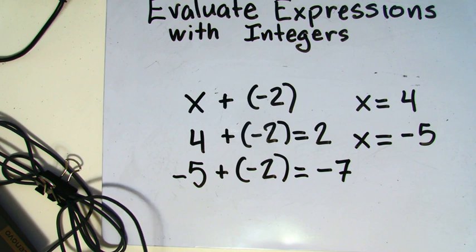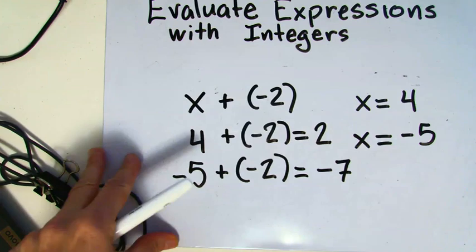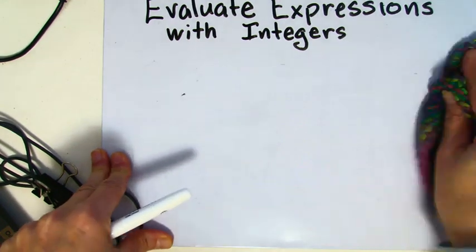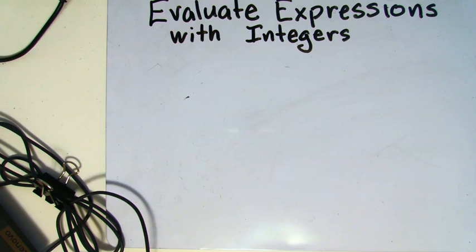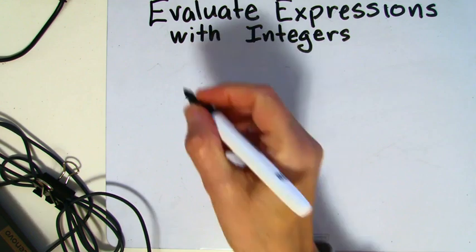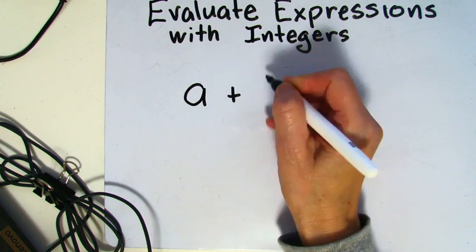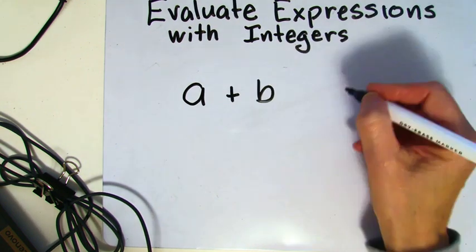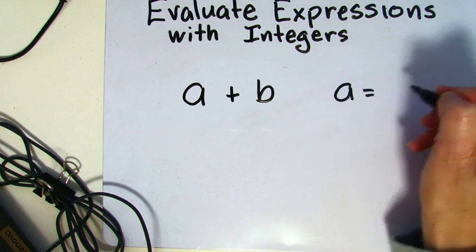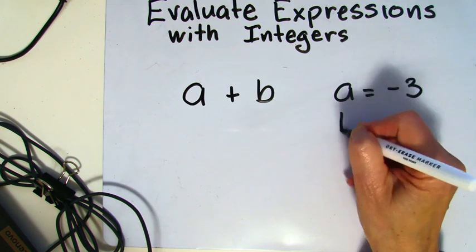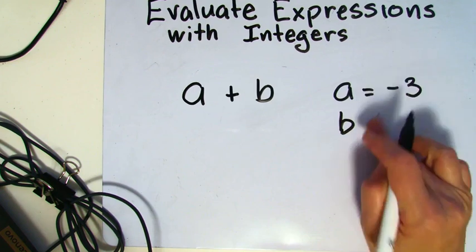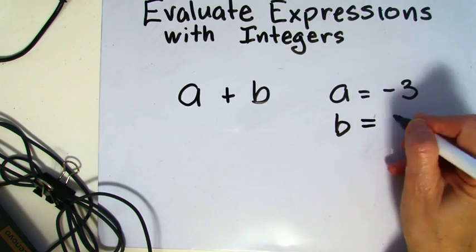Okay, now I also want to talk a little bit about evaluating expressions with 2 variables. Right now, with these, we only had 1. And there are some examples in the book. I'm going to go ahead and make up a couple. Let's say we have A plus B. Pretty basic one here. And A is going to equal negative 3, whereas B will equal 7.